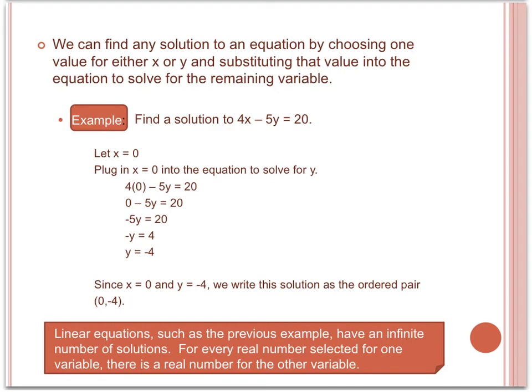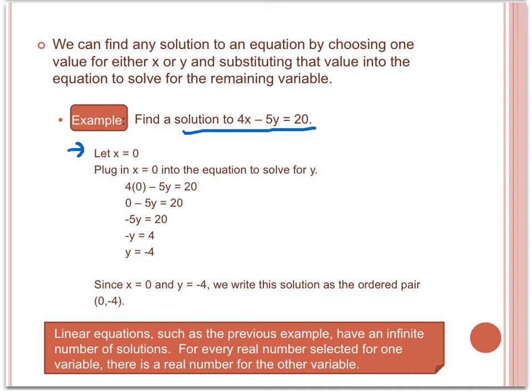If we are not given the solution to an equation, we can find it by choosing one value for either the x or the y, and then substituting that value into the equation to solve for the remaining variable. Let's do an example. We are asked to find the solution to 4x - 5y = 20. Although you can let any number equal x, we're going to let x equal 0.